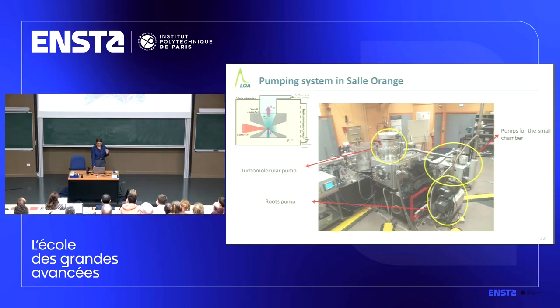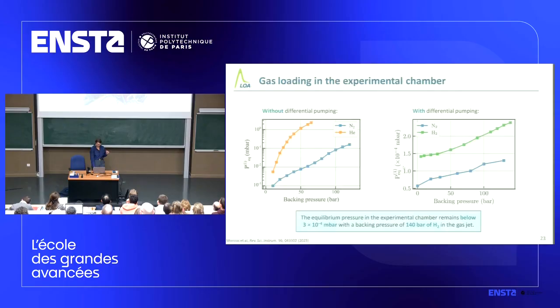Okay. So we have 2 pumps, 1 root pump and 1 turbomolecular pump, to pump the experimental chamber, and the small differential chamber is pumped by these 2 pumps that you see here. So 2 huge pumps just for the differential chamber.